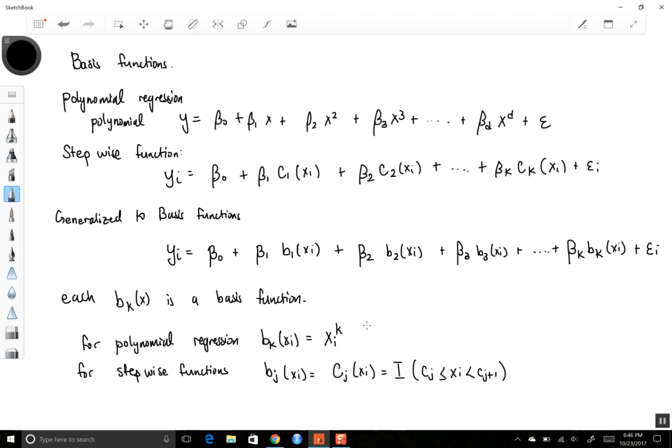And so if we free ourselves from the constraint of what our basis functions are, then we can expand to kind of any kind of form here.